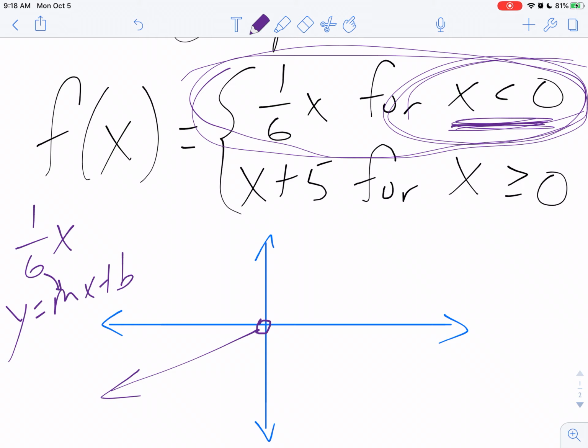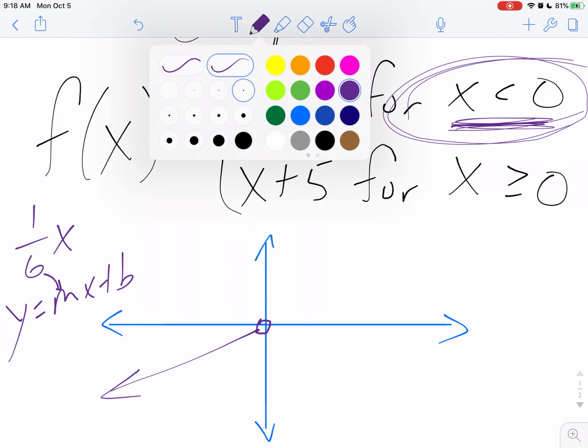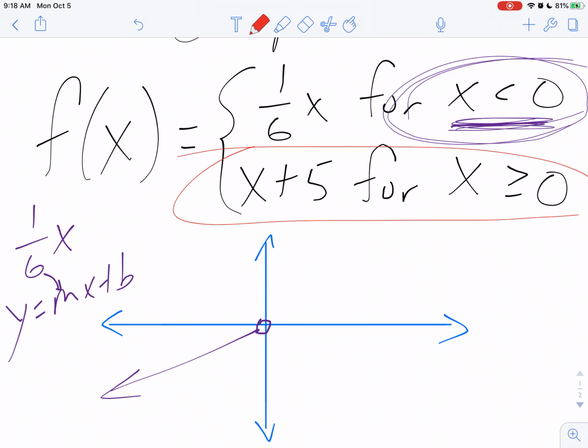Then the other half of this graph is for x plus 5. Well, x plus 5 has a y-intercept of 5. This will be a solid dot because of this symbol right here: x is greater than or equal to 0. So a slope of 1 is just sloping up and to the right. It'll be a little different on your particular choices, but for my answer, I'm going to select part C.